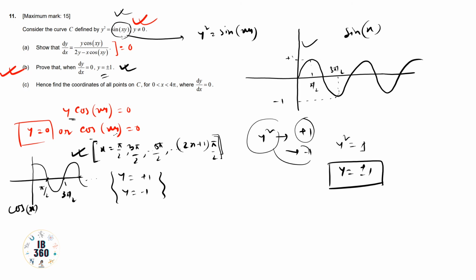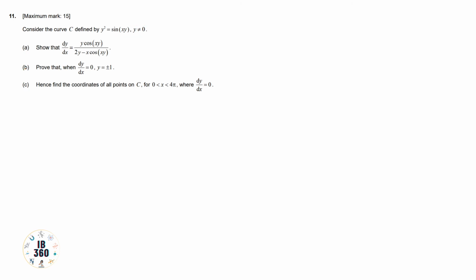Now we just need to find the coordinates. This is also a very simple problem, we just need to find simple coordinates. For x we have found the values pi by 2, 3 pi by 2, 5 pi by 2, 7 pi by 2, 9 pi by 2, and so on. But you can see here it is limited to 4 pi, so obviously we cannot take the value 9 pi by 2. So the value of x will range from pi by 2 to 7 pi by 2.